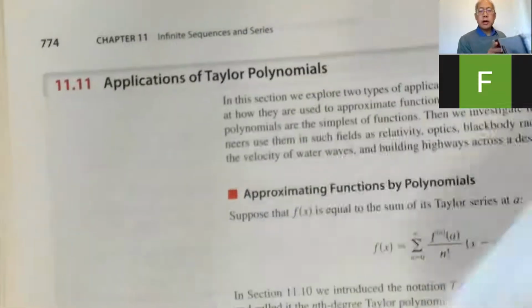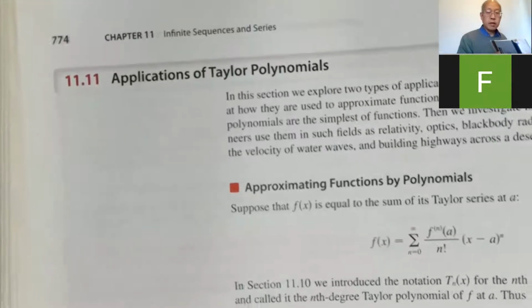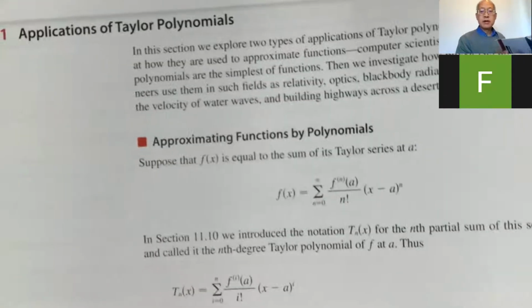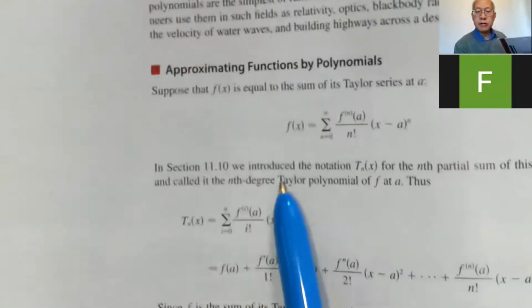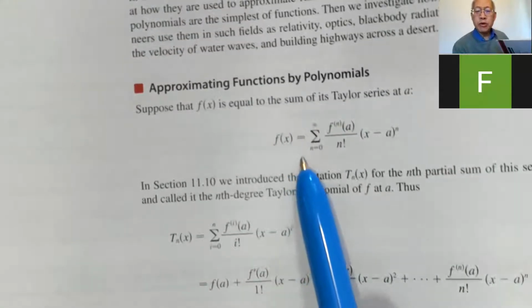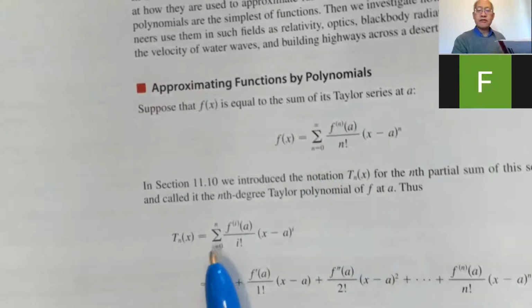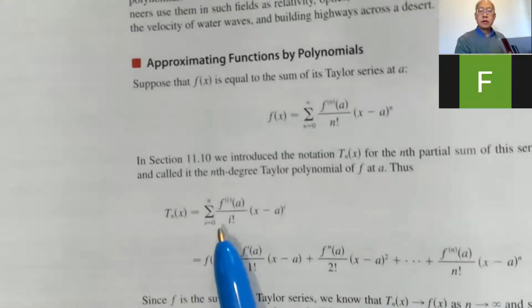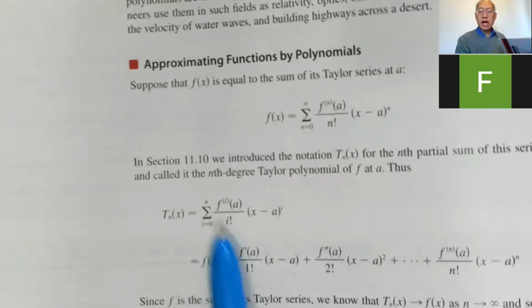(11.11) Taylor polynomials. These are actually polynomials now. Formula for Taylor series: if we stop somewhere, if we stop at the nth derivative, exponent and factorial, we really have a polynomial. So instead of going to infinity, we stop at n.